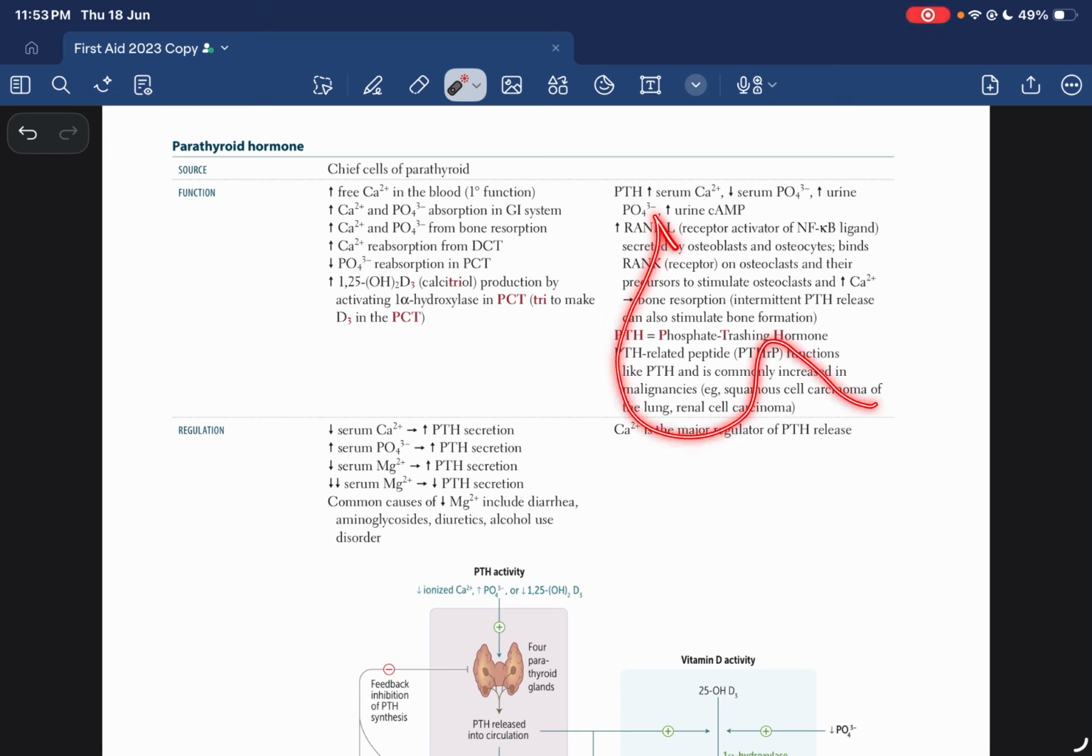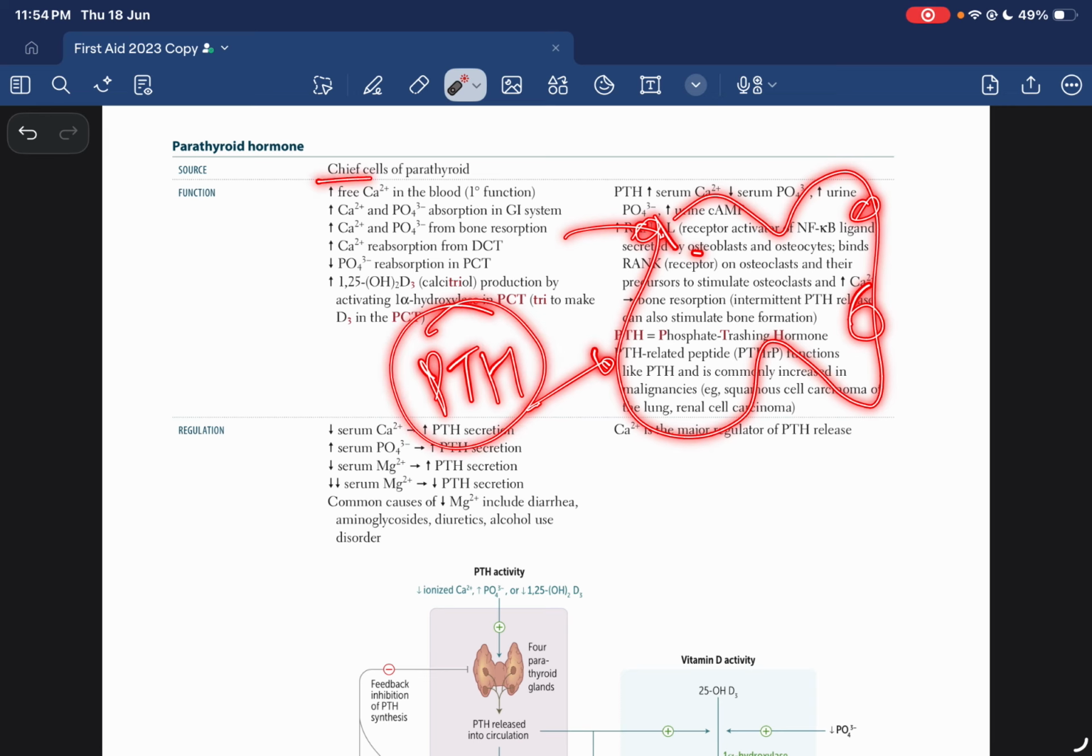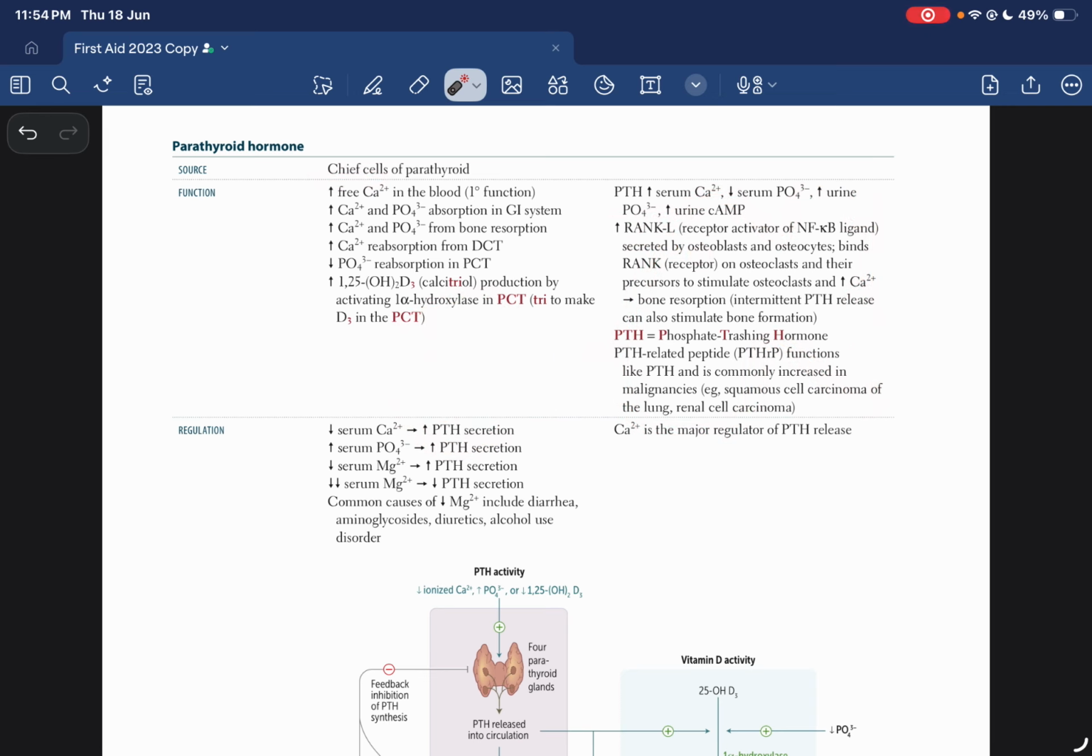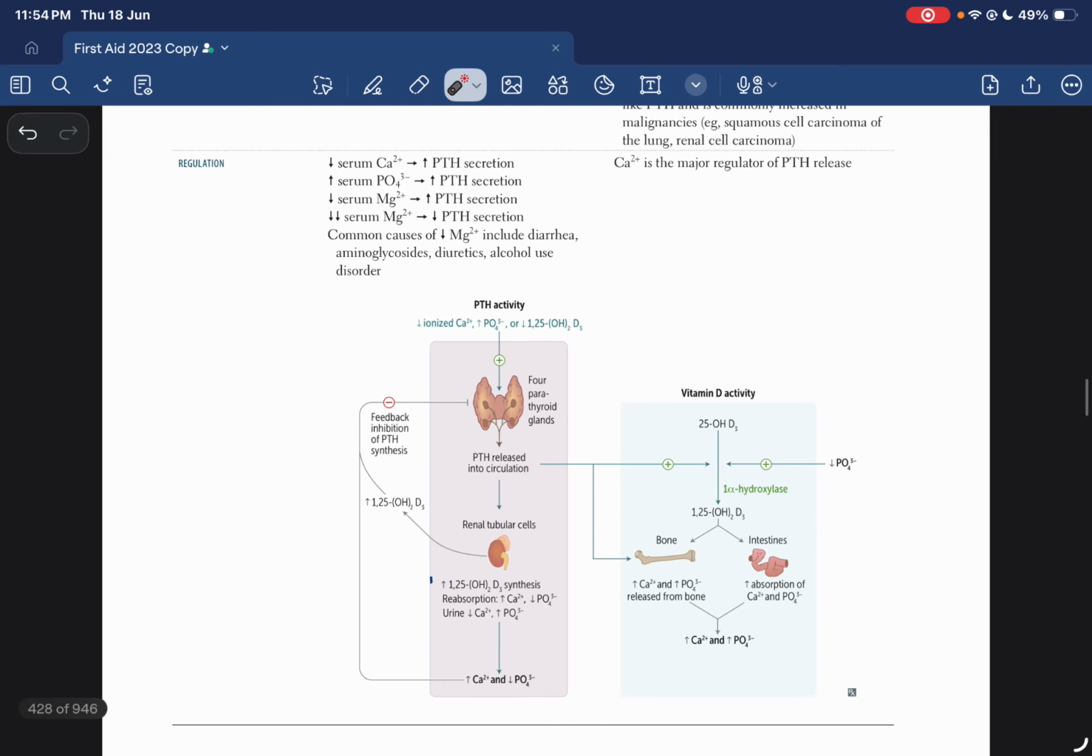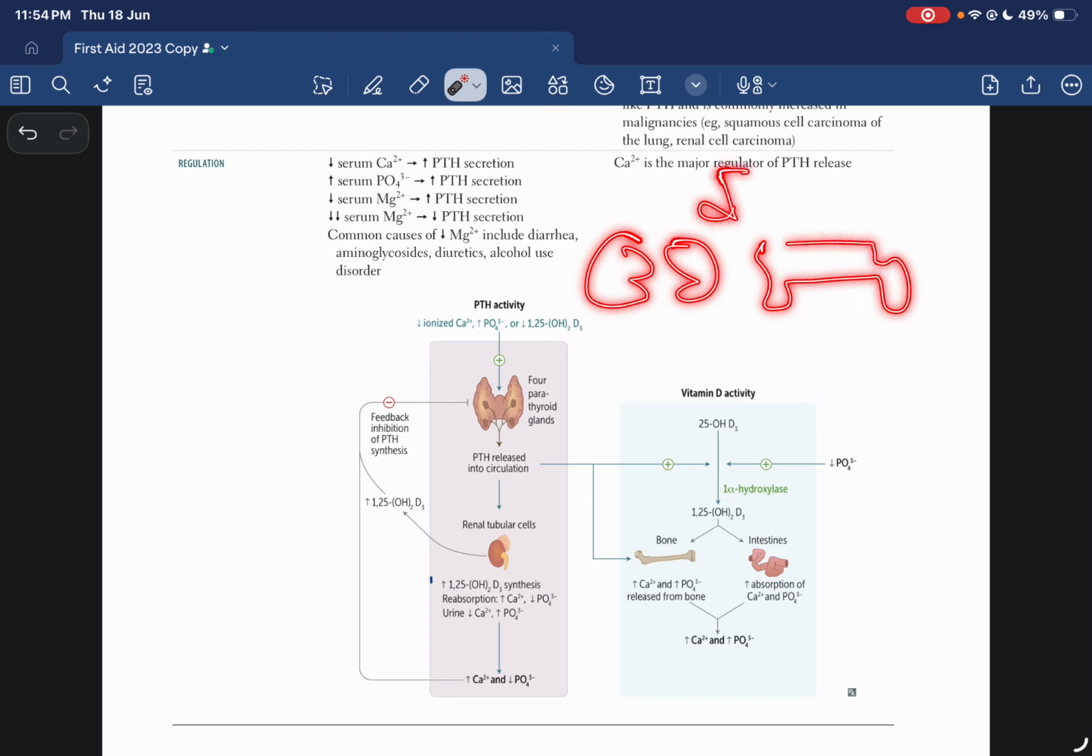So parathyroid hormone is actually present behind the thyroid gland. These are the superior and inferior parathyroid glands, which produce parathyroid hormone, mainly produced by the chief cells of it. Now parathyroid hormone is going to mainly act on three organs: kidney, bones. This is the direct effect of it. The indirect effect is going to be through vitamin D on the intestines.